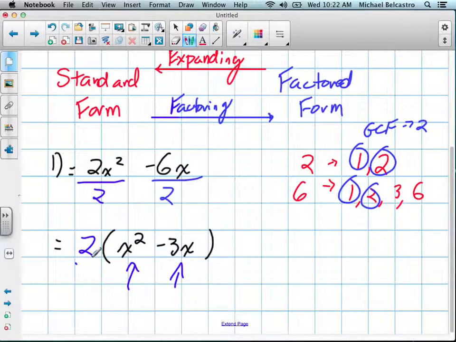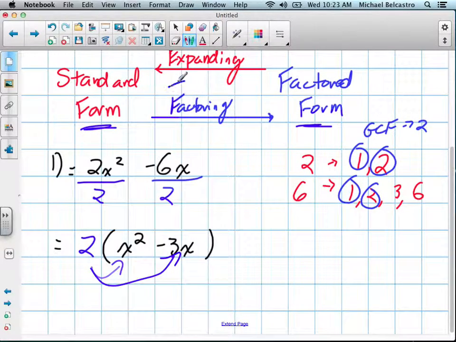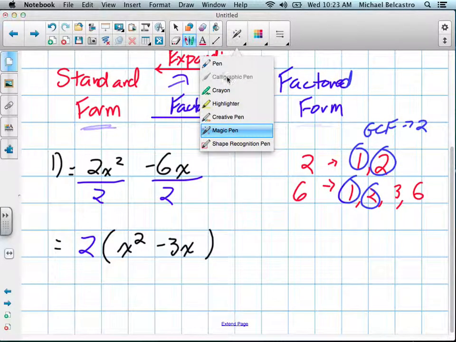We took 2 out from both of them, which is the reverse of the distributive property, if you remember. When we did distributive property, we brought 2 in, which is essentially going from factored form to standard form, what we call expanding. So I've done that with the coefficient, but I can actually also do that with the variable.